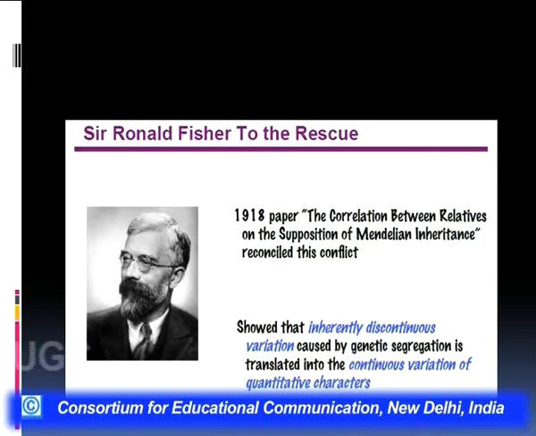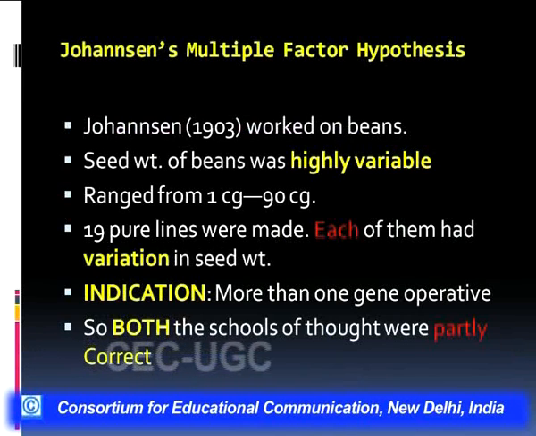Science had to wait till 1918 when Sir Ronald Fisher wrote a revolutionary paper, and this research was basically showing that the factors which show inherently discontinuous variation will also cause genetic segregation, and they can later be translated into continuous variation. And he for the first time also suggested that these characters were perhaps quantitative too. So, till now we were just talking about qualitative characters.